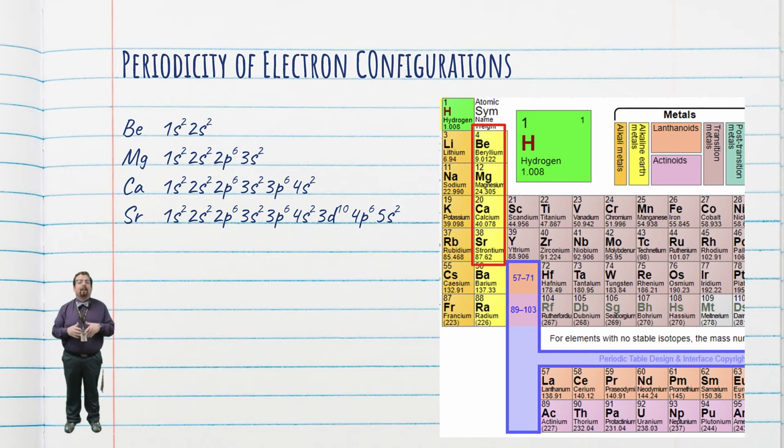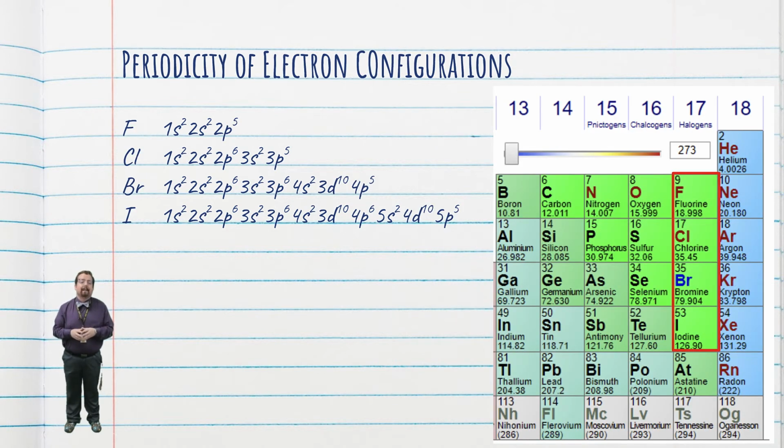Here are some of the alkaline earth metals, or elements in group 2A. They all end in an s2 subshell, giving them 2 valence electrons. Wow, is this on purpose? One more. How about the halogens? They all end in s2 and p5 subshells, giving them 7 valence electrons. We also happen to call this group Group 7A.